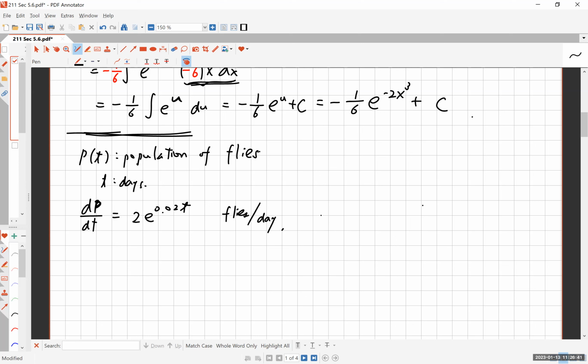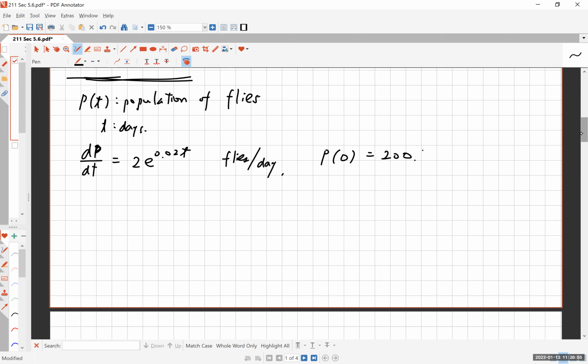You're also given that the initial value is 200. Okay. Now we have a problem very similar to this in the book, but I have changed things slightly. So this is the situation. Let's find P of 10. That would be the population of these flies on the 10th day. Remember, you start with 200 flies, and here is the rate of change. What is the population of these flies after 10 days?